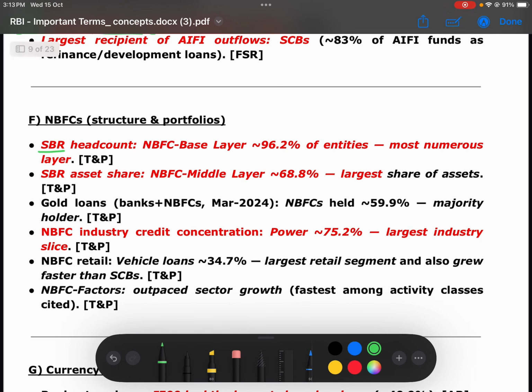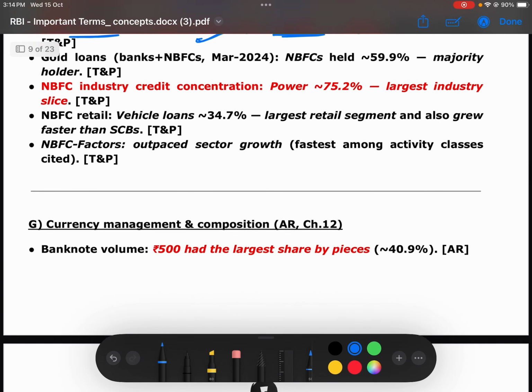In case of NBFCs, there is scale based regulation. There is base layer, middle layer, upper layer and top layer. Base layer NBFCs are 96% of total entities. So the layer of NBFC with the highest number of entities is the base layer. And in case of asset share, the NBFC middle layer has the largest asset share. Other things you may skip.